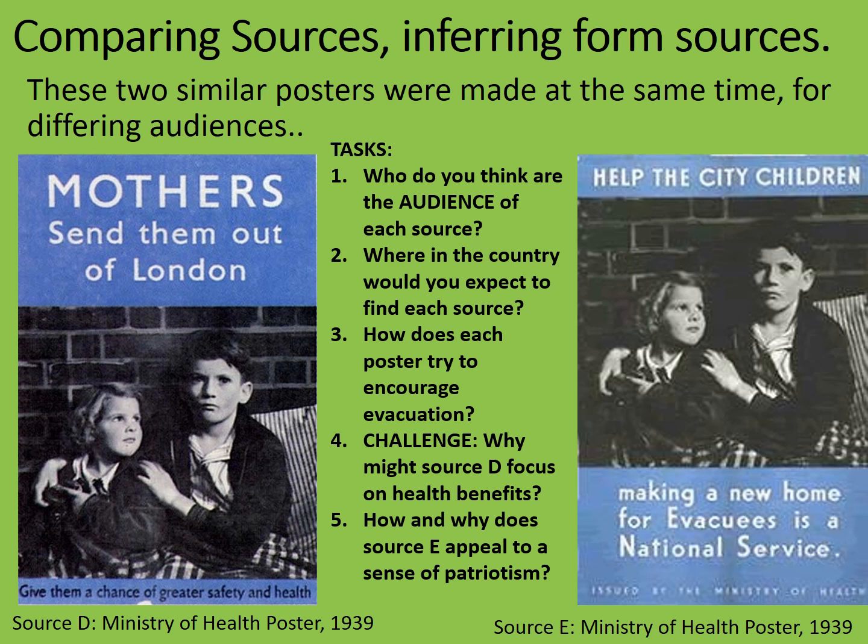We should have identified that the audience of source D would be mothers and families living in the cities. And source E would have been for families and people living in the countryside or reception areas. So where would we expect to find each source? I would expect to find source D displayed in a city, and I would expect to find source E displayed in rural areas and in the countryside.